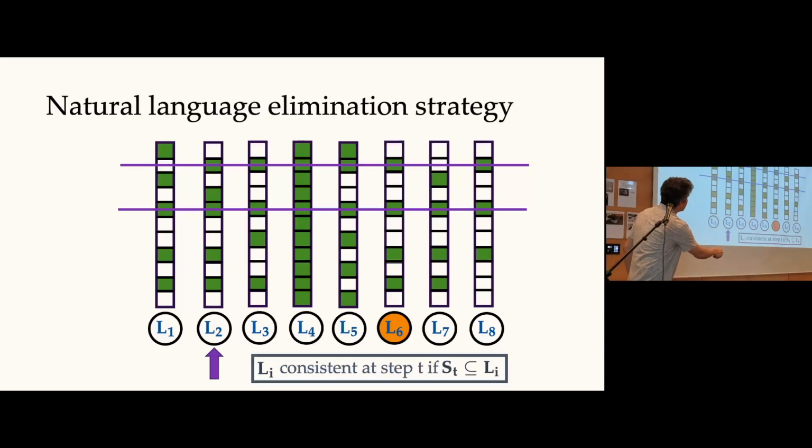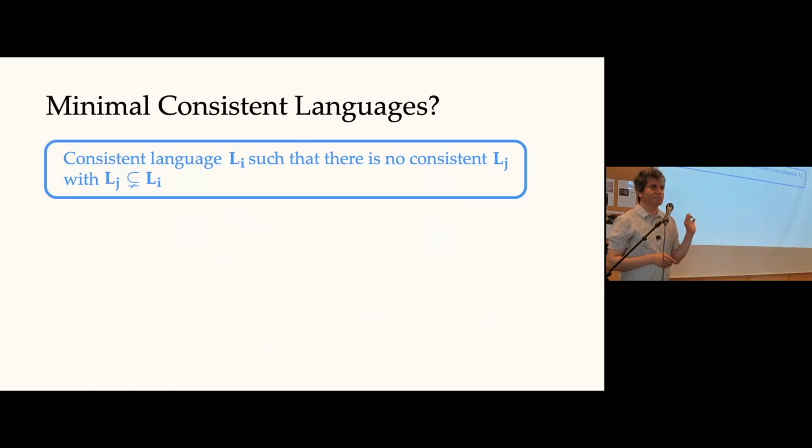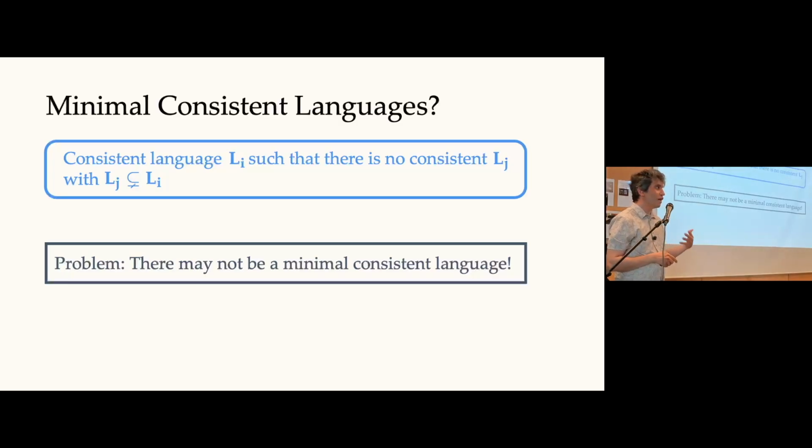Notice that L6 here is the target language. But L2 actually is a superset of L6. So we'll get stuck at L2 and never move on. And even if we move on from L2, L4 here contains even more things, and so we're never going to move on from L4. All right, here's another idea, let's modify it. Let's say a minimal consistent language is a language L_i that is consistent such that there's no L_j that's also consistent, with L_j being a strict subset of L_i. Maybe we should try to find a minimal consistent language.